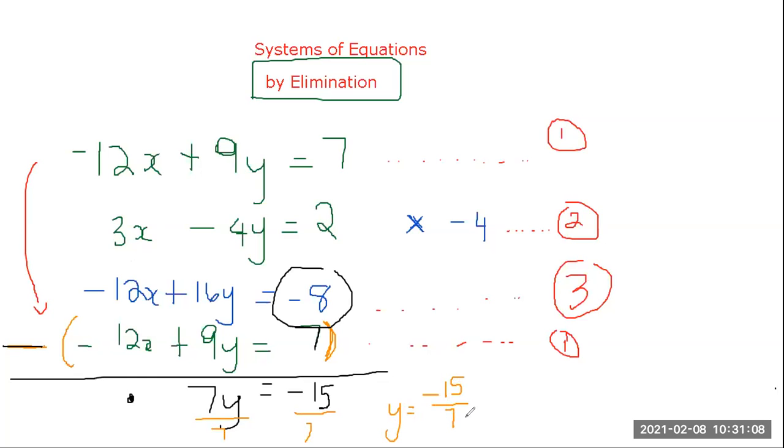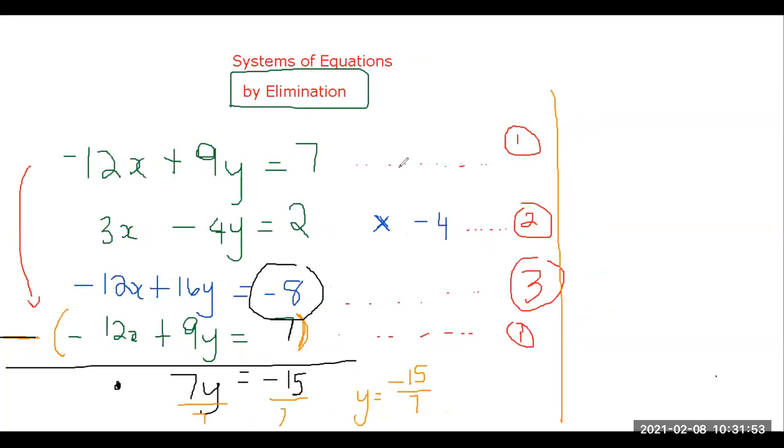Does anyone have any idea how I would go back and find the x variable since I found the y? Any idea how I would go back and find the x variable? Yeah, so in order for me to find what the x variable is now, I'm going to take one of the equations. I could take equation 1, equation 2, or equation 3, whichever one, it doesn't matter. Okay, so 2x plus 9y, I'm taking equation 1, is equal to 7.